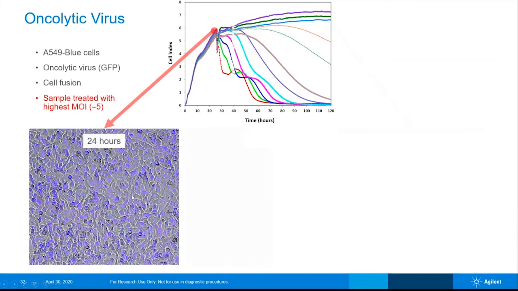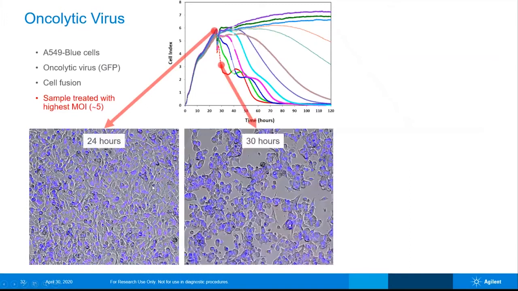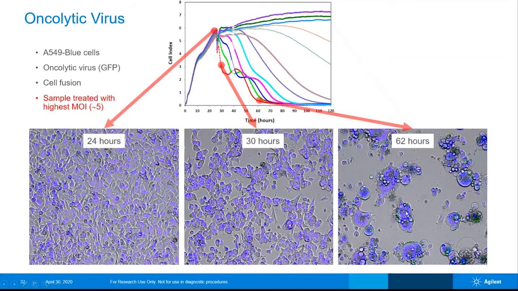At 24 hours, the cells are again quite healthy and confluent, but just 6 hours after adding the virus, you can see a very robust cytopathic effect. So big regions of daylight have opened up between the cells, and you can see cells beginning to fuse to one another. When you move out to the 62-hour time point, this cytopathic effect is even more extreme.